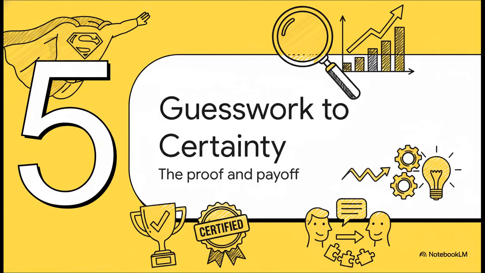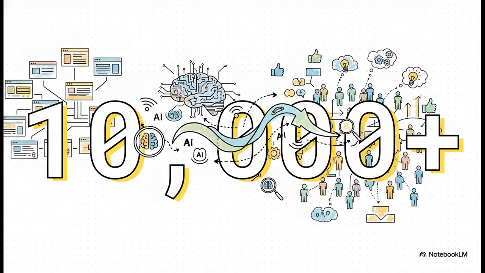Now, look, having superpowers is awesome, but you need some proof that they actually work, right? And that brings us to the final piece of the puzzle, moving away from guesswork and into certainty, backed by real-world results and trust. Yeah, this isn't just some abstract concept. It's a proven approach. We're talking over 10,000 websites and growth hackers who are already using these kinds of tools. They are actively improving what works and, maybe even more importantly, fixing what doesn't, all based on this automated insight.